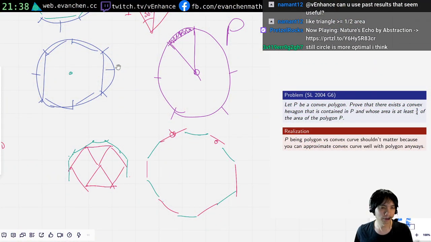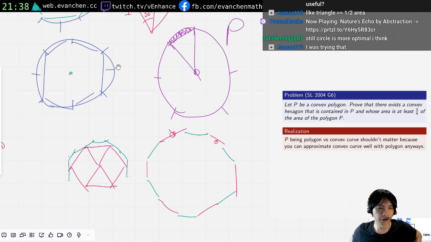Can you resolve past results that seem useful? I don't think we've said very much that's an actual result. I think we're just trying heuristic things. The main thing I have is that I now believe the number of vertices of P is probably unimportant, because the problem seems to be true for a general convex curve.